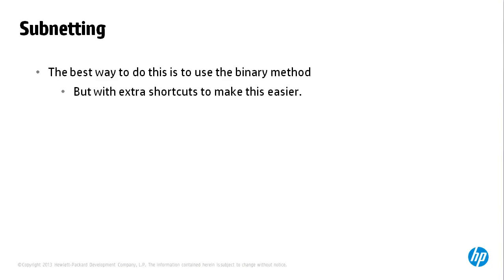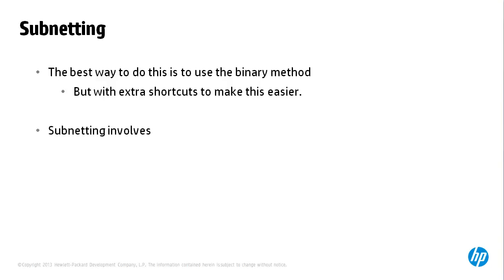Now that we've explained the why for subnetting, let's look at the how. I believe the best way to do subnetting is to use the binary method with some extra shortcuts that I'm going to show you in the following slides. There are many ways, once again, to do subnetting. Use the method that you're most comfortable with. But I think the binary method will ensure that you can subnet any scenario that you come across, and the extra shortcuts will make it quicker and easier to do the subnetting.